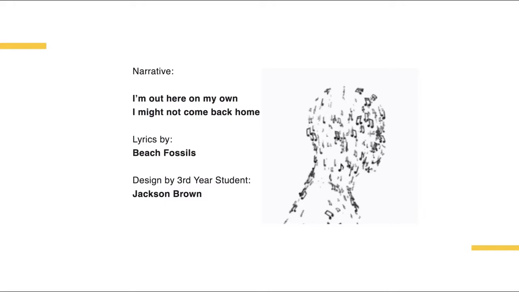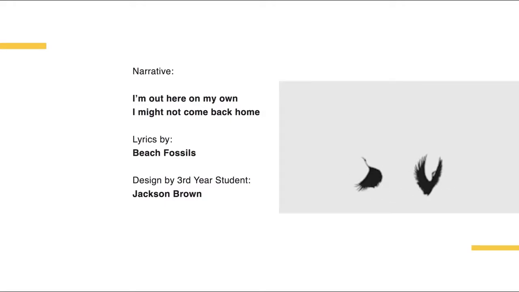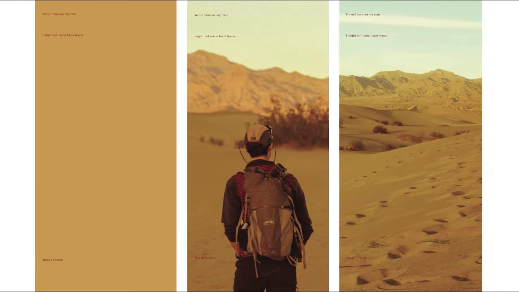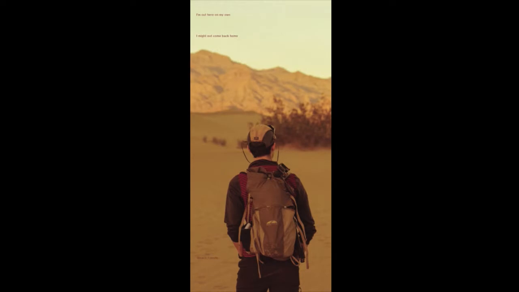We begin with a lyric from a song. "I'm out here on my own, I might not come back home," by Beach Fossils. Here, we see the students' semiotic poster series as it relates to that narrative. On the left is symbolic, in the middle is iconic, and on the right is indexical. If we look at symbolic, we see that the student provided a narrative using written word. Again, this ties back to what we said is something learned, such as the alphabet.